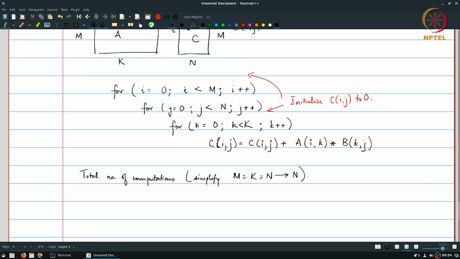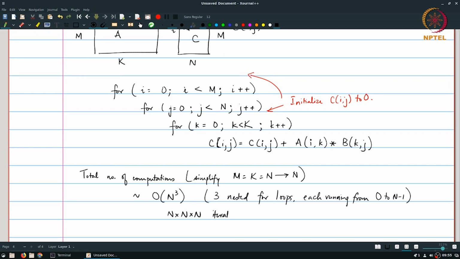So if I make this simplifying assumption, effectively the total number of computations is approximately order of n cubed. Why is that? Basically, I have 3 nested for loops, each running from 0 to n minus 1. Right? So I have n into n into n iterations of the compute step, right? The compute step being this one here.